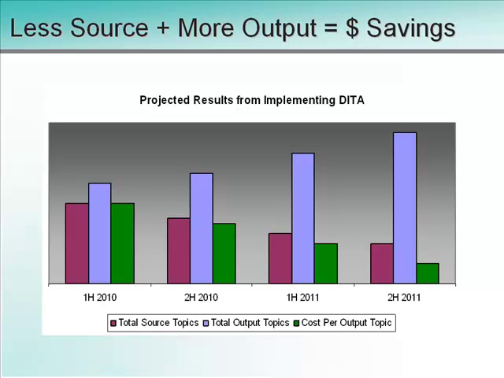Note, by the way, that this chart shows a 50% reduction in the number of source topics, but many companies are able to reduce the number by 70% or more. Finally, your cost per output topic can also drop because of the structured writing environment that I talked about. Now your writers are developing only what your readers need, not a lot of extra content that those readers will never use or even want to see. So in the end, instead of the old equation of more source plus more output equals more money, we're using less source to get more output, and we're saving money.